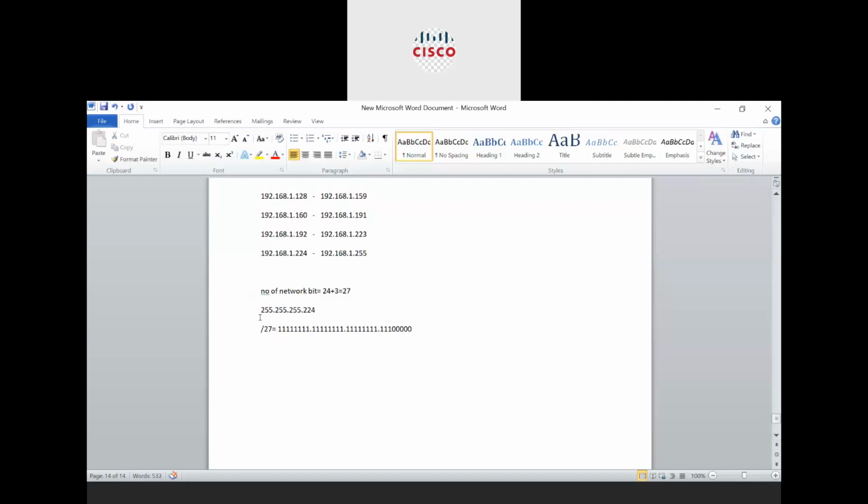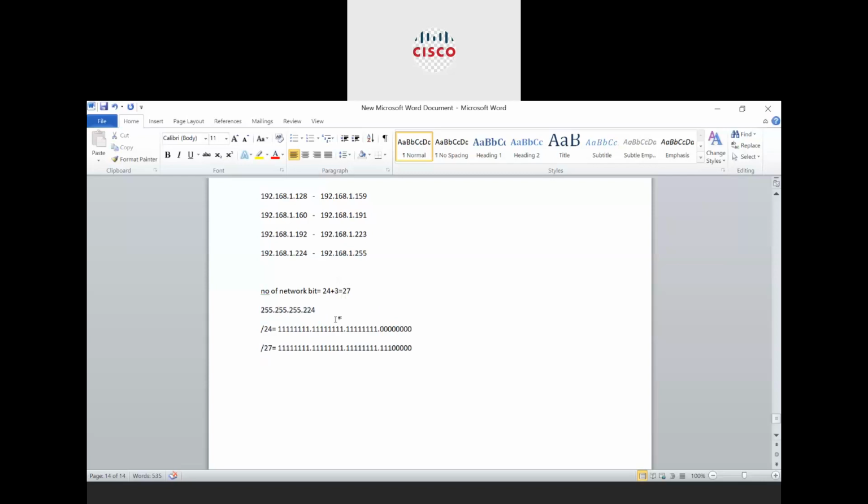What was the previous representation of slash 24? Slash 24 was four groups of eight 1s, that is, 24 ones. This is the change that has been made by borrowing 3 bits in my network. My network has become a slash 27 network because now I have 27 network bits. You can simply convert this into decimal format.